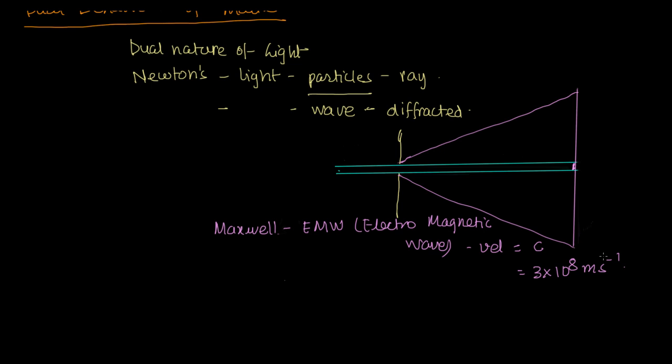Now the question was, what is the relationship between these electromagnetic waves and light, the speed of light? It was later known that light itself is an electromagnetic wave. So it's not that they are trying to follow light. All electromagnetic waves travel at 3 into 10 to the power 8 meters per second, and light is only the visible part of that spectrum, the part which you can actually see.